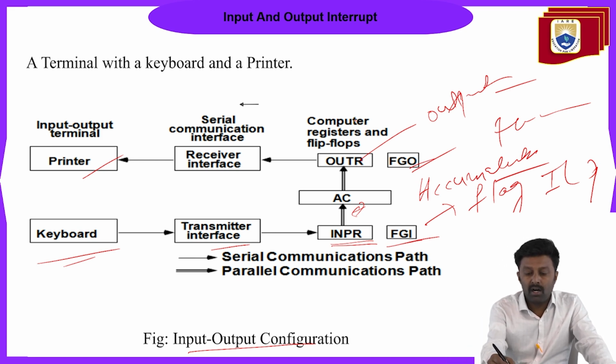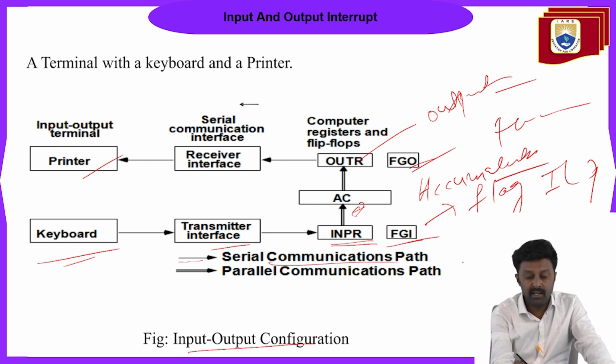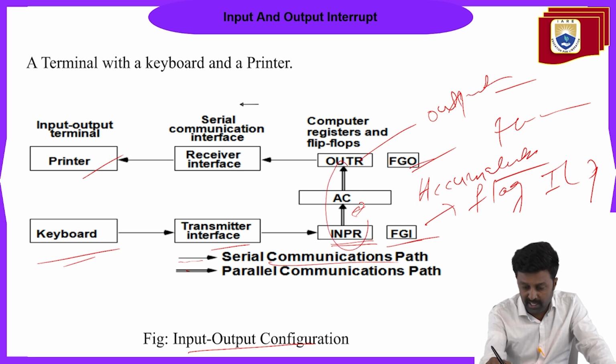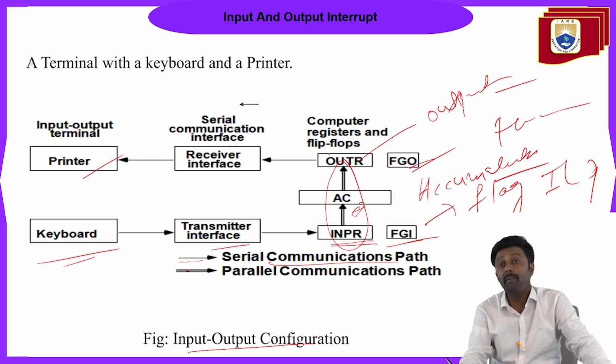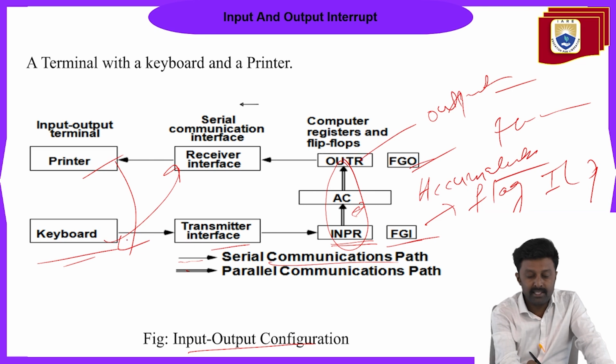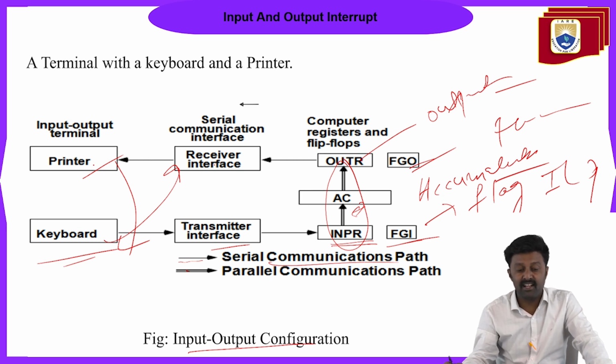So in the computer register, we have the flip flops, and through the serial communication there are two kinds of arrows. This arrow will represent the serial communication path, and the thick arrows will represent the parallel communication. So these input and output devices will work in parallel communication. That is, the input devices and the output devices will communicate in parallel, and these single arrow marks will come. So here the single arrow marks, that is OUTR, receiver interface, and printer, are in serial communication.